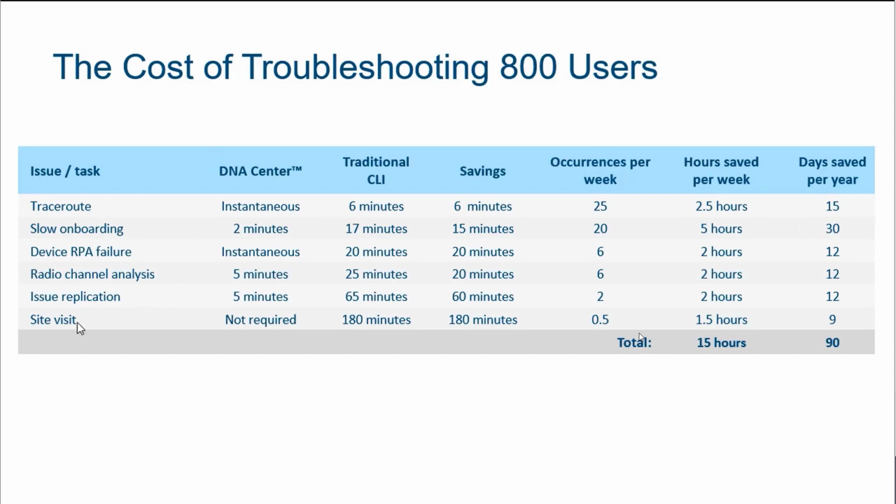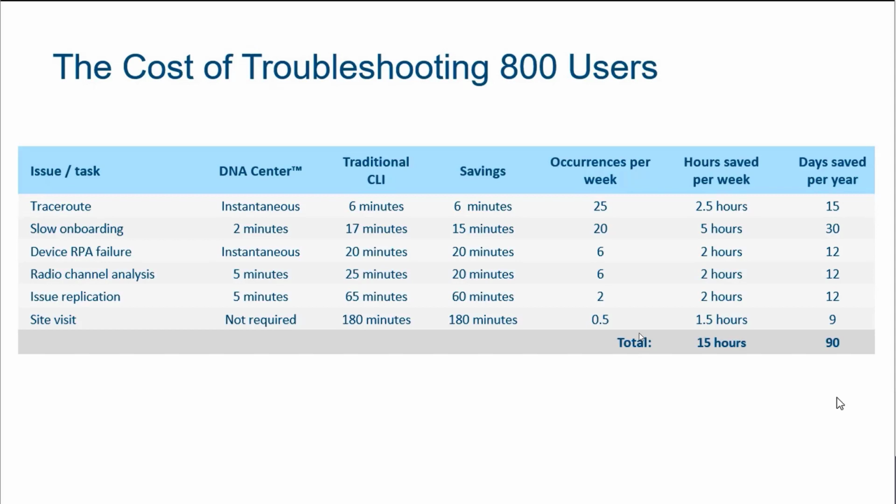To the end, when we go straight to the last one here, site visit. Not having to go on site because we have Cisco DNA Center that can run in the cloud or on a network server, and then the traditional savings of 3 hours of time. Occurrence, maybe once every 2 weeks, hence it's marked as 0.5, and that would save you 9 days of on-site visits each year. This adds up to about 90 days of troubleshooting saving.